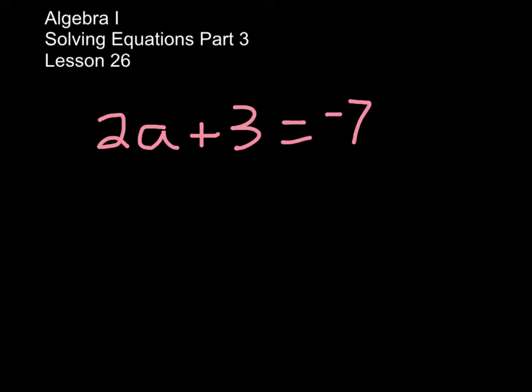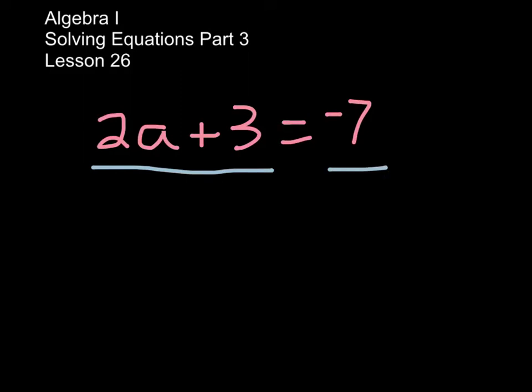Let's take a look at the example that I have written down, and that's 2a plus 3 equals negative 7. Now the first thing that I want to emphasize is on the left side of the equal sign, notice that there's all unlike terms. So in other words, on the left side, I have 2a, that's one term, and then I have 3, which is another term, and those are unlike terms because they don't have the same combination of letters.